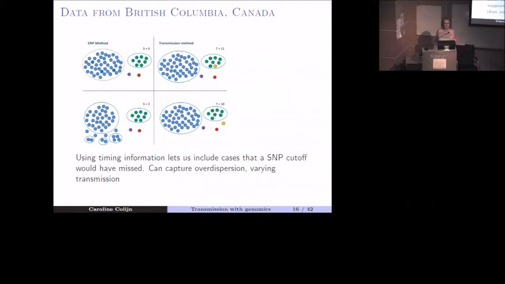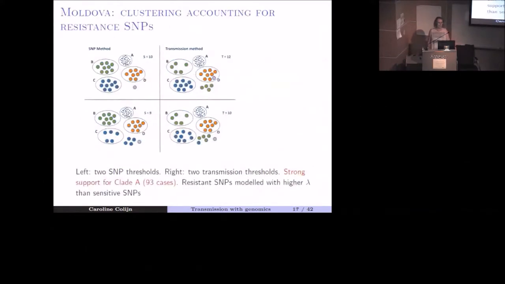Okay, so it gets a little more interesting, I would say, when we look at drug resistance. So this is a data set of about 100 and some cases from the Republic of Moldova, sampled in the same hospital over about a 6-month period. And this is data from Ted Cohen and Valerio Croda. And actually what we were asked was, is there some principled way we can define cluster A and say it's really a cluster when the SNP cutoff isn't really that well supported, especially in areas where there's a lot of resistance and a lot of resistant SNPs.